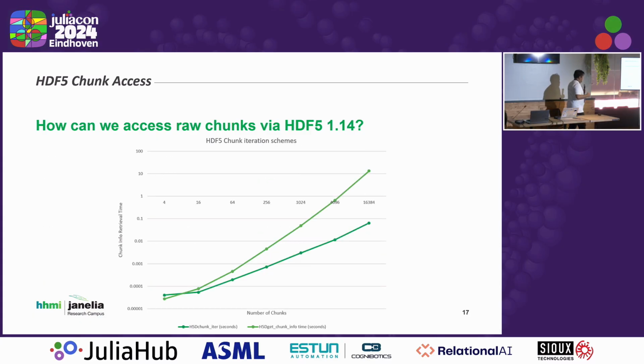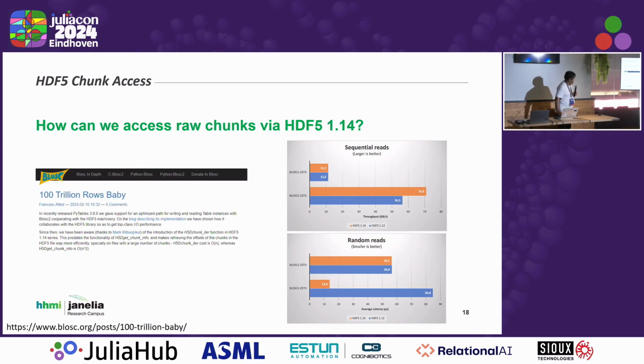And just looking at benchmarks of what the access times were with this, you can see this is a logarithmic scale on the y-axis. Basically, now we have much better scaling as the number of chunks grows. And it turns out this was really important. It solved a lot of problems that other people were having with accessing chunks in HDF5 files.